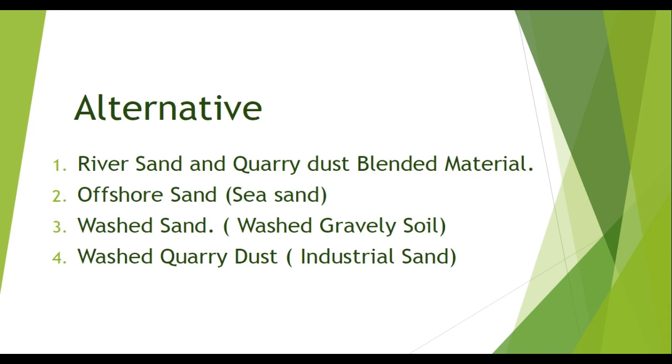And second one is offshore sand, that means sea sand. And third one is washed sand, washed gravelly soil. After washing gravelly soil, we can use that for the concrete. And washed quarry dust. Some small particles from the quarry dust we can remove, and we can use that also as an alternative for river sand. We call that M sand or industrial sand normally.